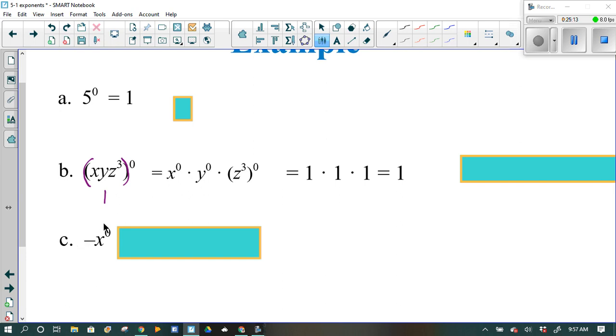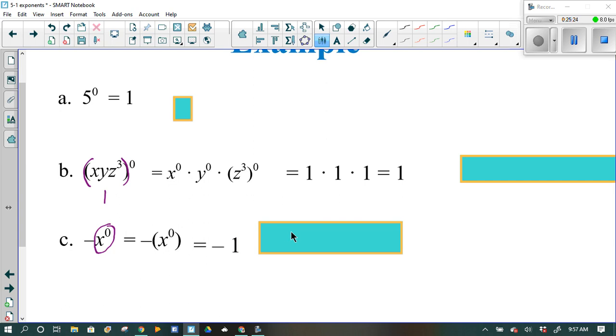Negative x to the 0 power. Well, this piece right here is equal to 1. So you have negative 1 times x to the 0, which is just negative 1. The negative sign is not attached to this exponent, so you need to make sure that you keep the exponent throughout the problem.